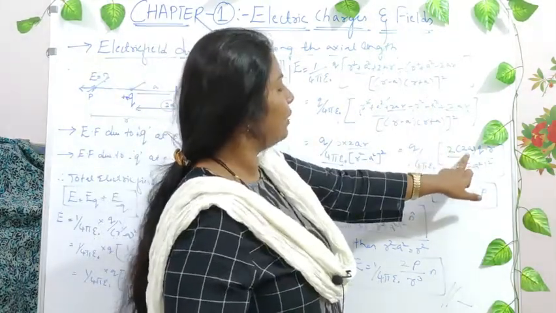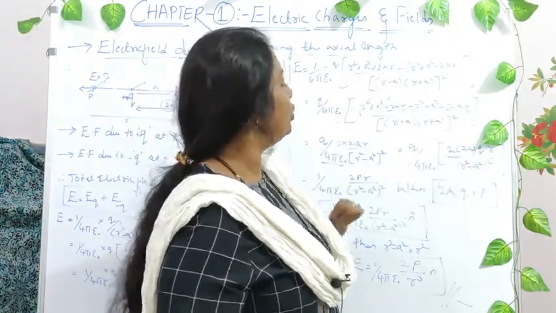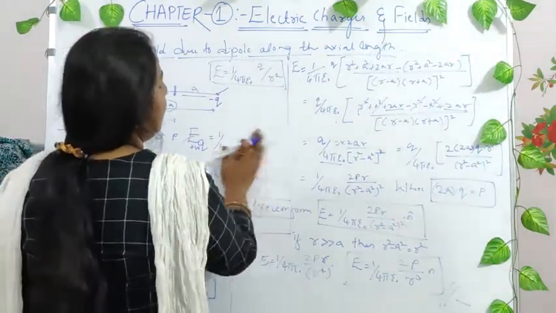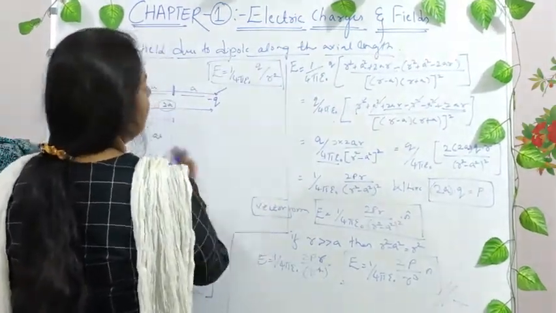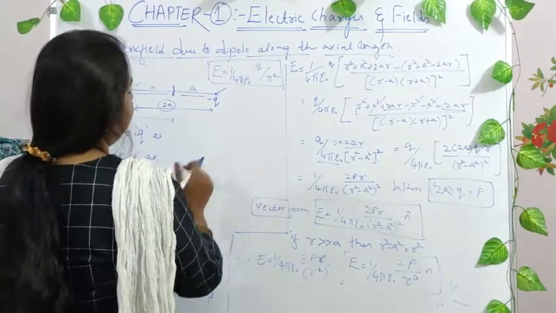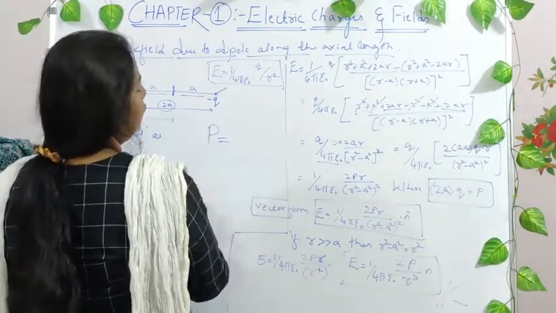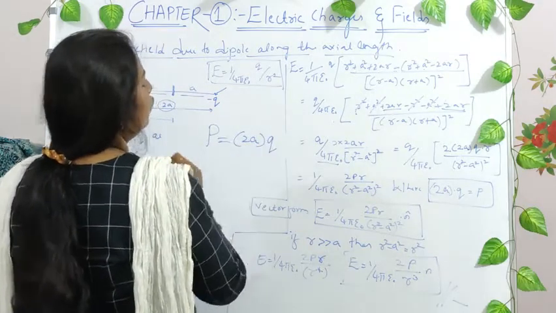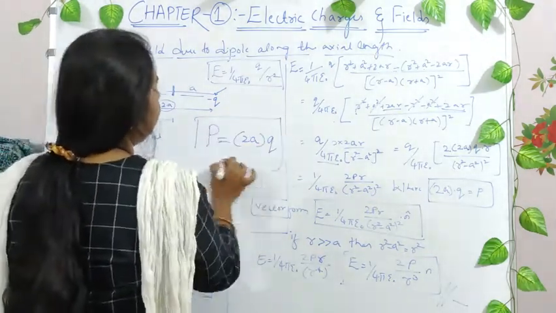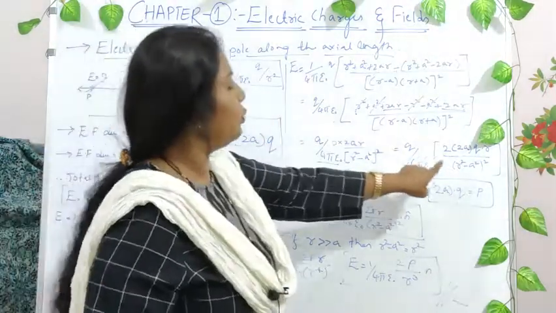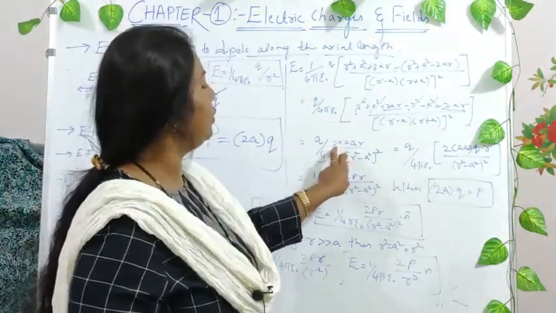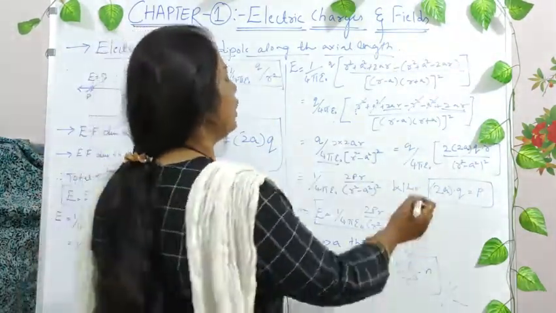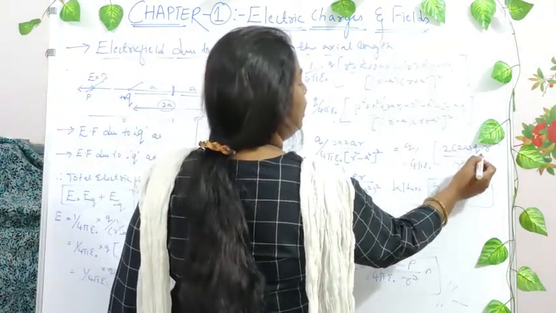Now why do you write this 2 into 2? You know what electric dipole is. We have understood what electric dipole is in the previous class. Electric dipole will be equal to the distance between the two charges and the magnitude of one of them. Right? This represents the electric dipole. So this can be easily put here. So we split this 4 into 2 into 2.